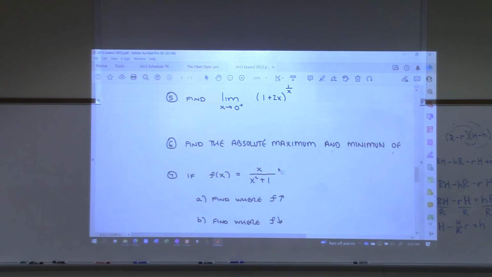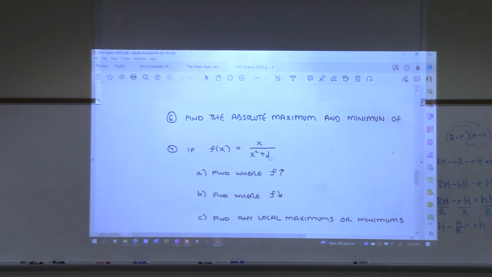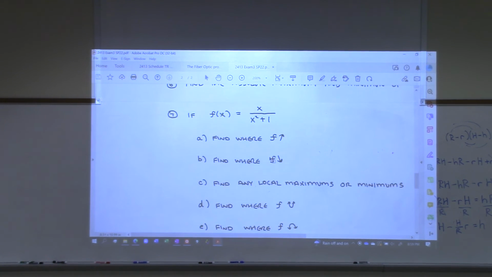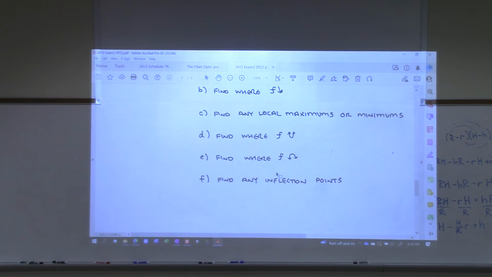All right, find the absolute maximum minimum value of this function. That was your quiz problem, wasn't it? That was the problem I gave you for a quiz. So, yeah. Find where it's going up, where it's going down, find local max, mins, where's it concave up, where's it concave down, find inflection points.